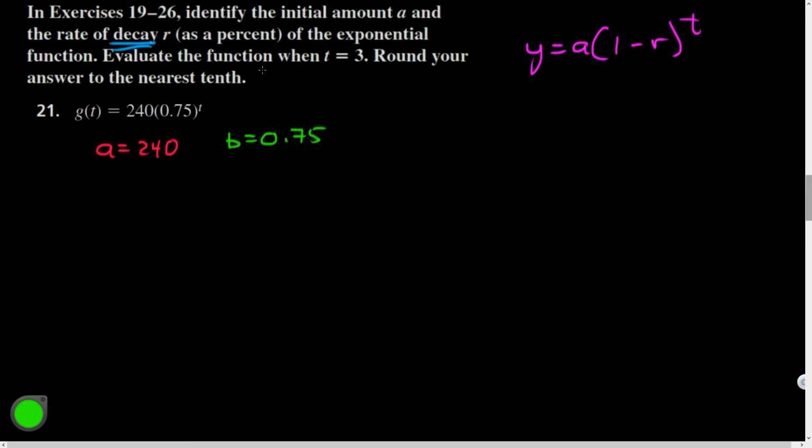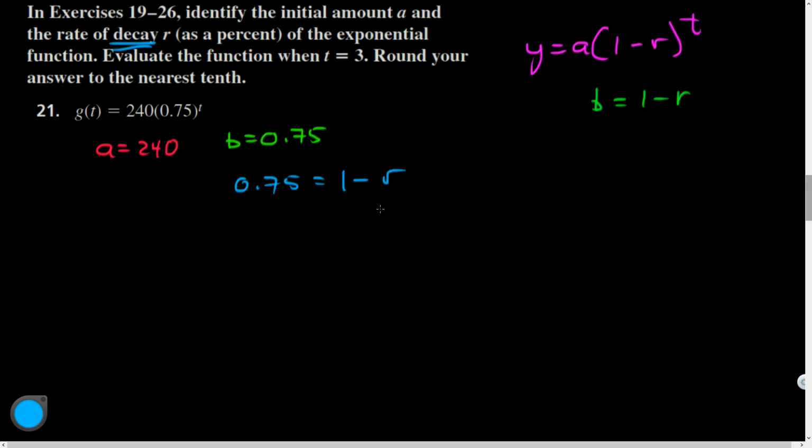I've got to figure out what R is, right? I think they asked for it. Yeah, find the rate of decay R as a percent. So if I want to find R, I'll write it over here. B is going to equal 1 minus R. And so I could say 0.75, B, is equal to 1 minus R.